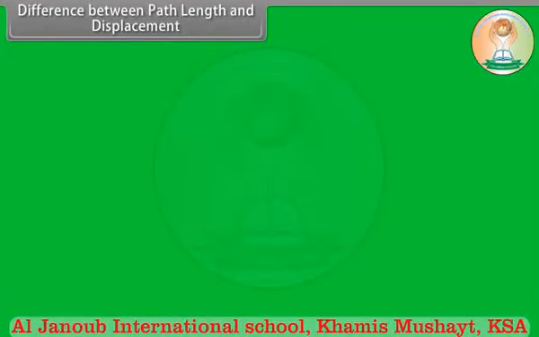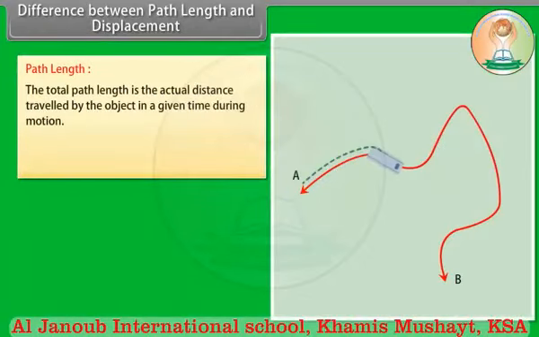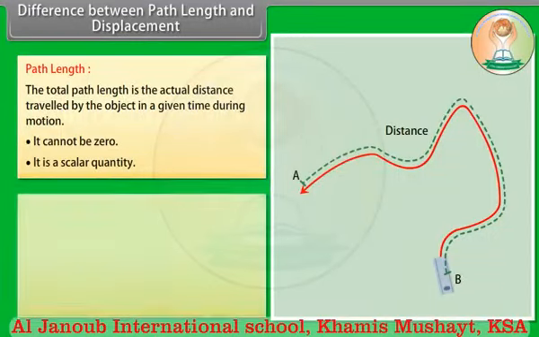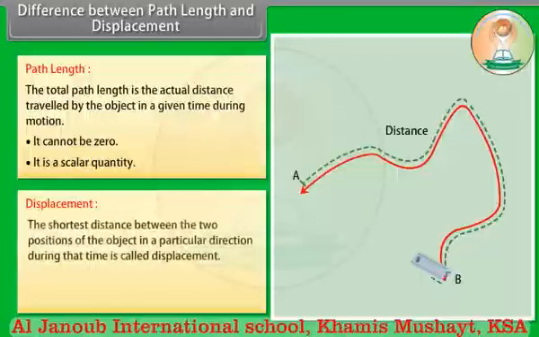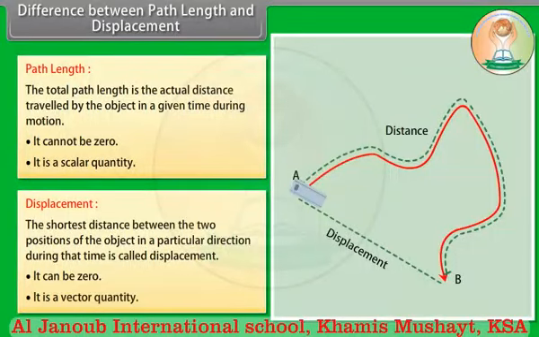Difference between path length and displacement. Path length. The total path length is the actual distance travelled by the object in a given time during motion. It cannot be zero. It is a scalar quantity. Displacement. The shortest distance between the two positions of the object in a particular direction during that time is called displacement. It can be zero. It is a vector quantity.